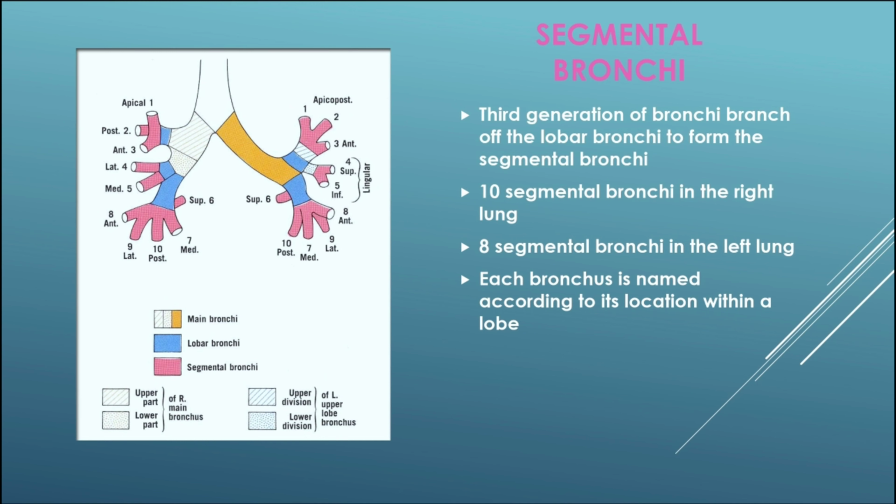So now coming from the lobar bronchi are the segmental bronchi, and this is the third generation of the tracheobronchial tree. There are 10 segmental bronchi in the right lung and 8 segmental bronchi in the left lung, and each bronchus is named according to its location within the lobe. In the picture to your left is an awesome color-coded picture that also shows you the names of each part of the lobe of the lung, and I thought it was very helpful in bridging the names and the locations of each lobe segment.